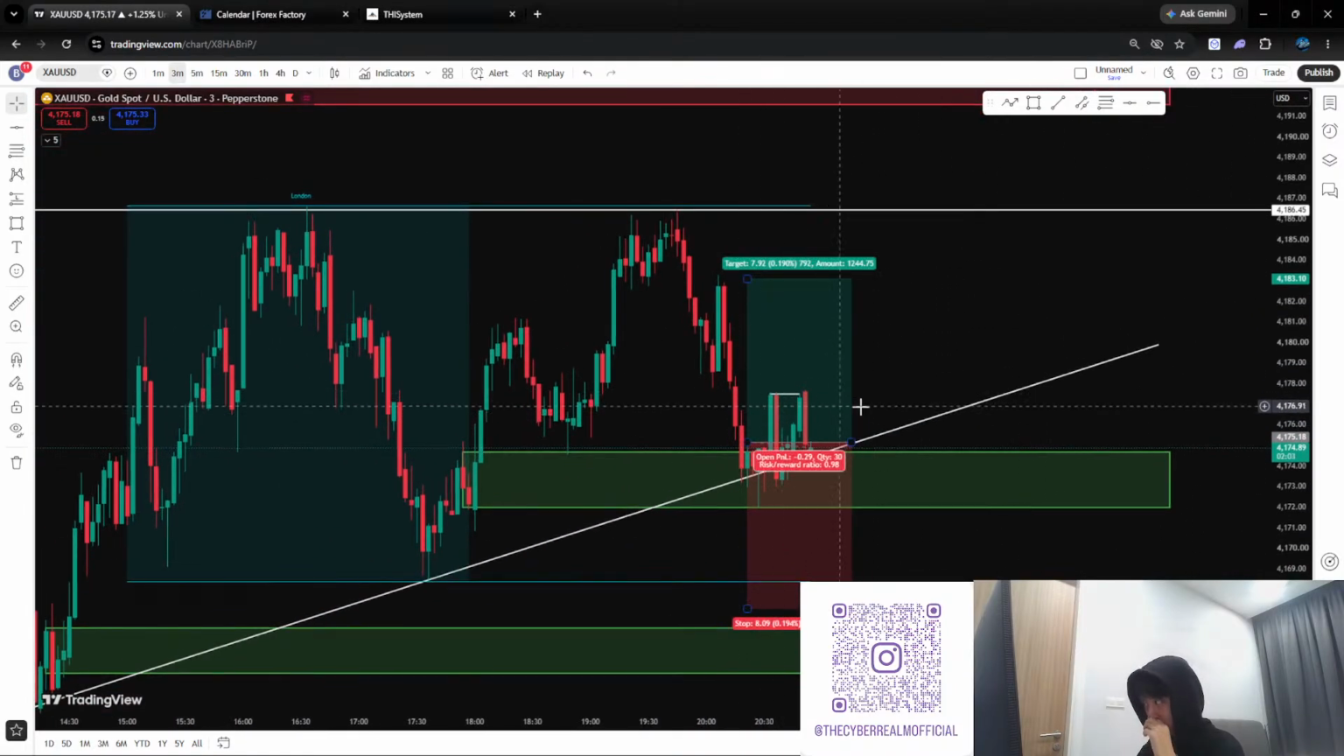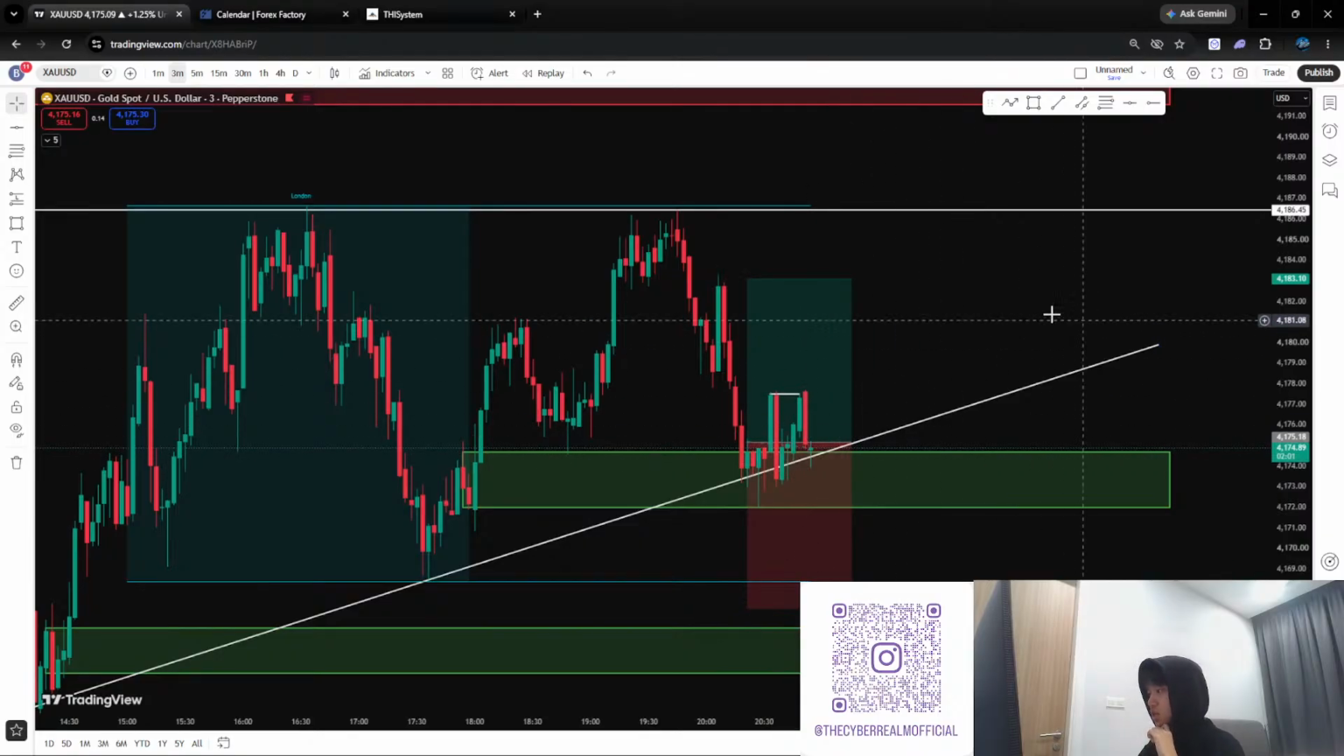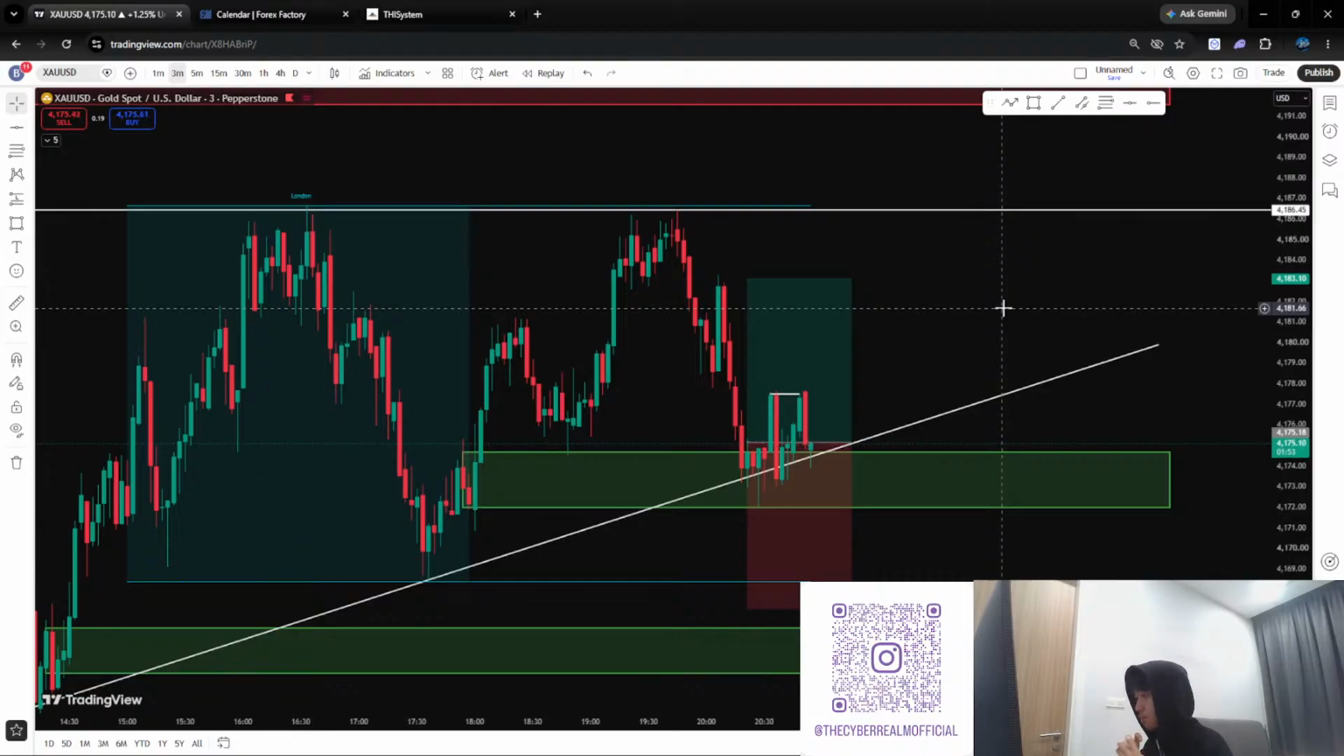It still rejected this area, nothing much. It's just right here again. Still at our entry. Let's see.